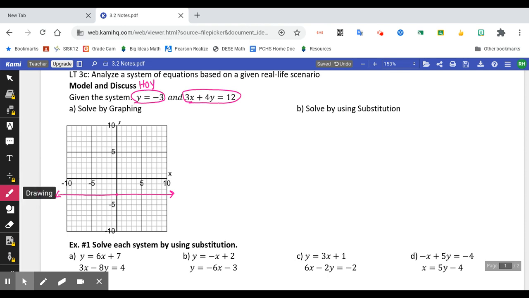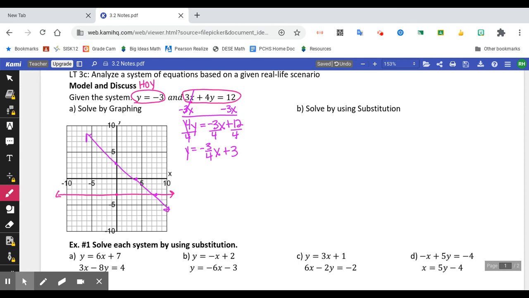Then for my second one, it's not in slope-intercept form, so I have to rewrite it. I'm going to subtract 3x, and I have 4y equals -3x plus 12. Second step is to divide by 4. So I have y equals -3/4 x plus 3. I'm going to graph that, go to 3 on my y-intercept, and my slope is 1, 2, 3 down, 4 to the right. Okay? And you can tell where these two intersect.